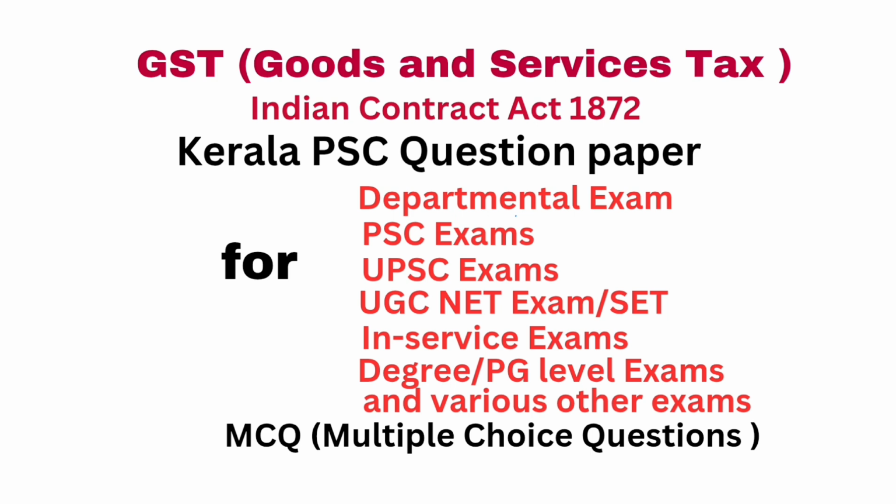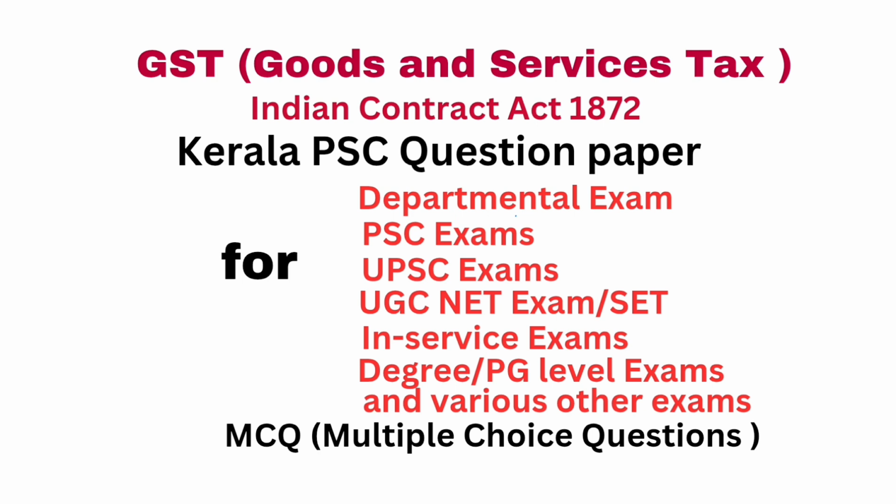Question number 71. A person reciprocally promises firstly to do a certain thing which is legal and secondly a certain other illegal thing. Then answer, first is a contract and second is a void agreement.